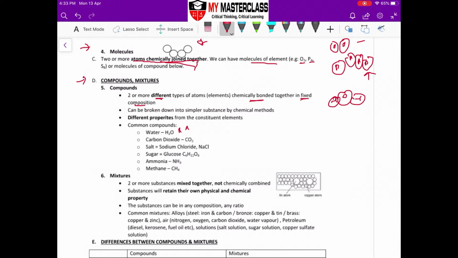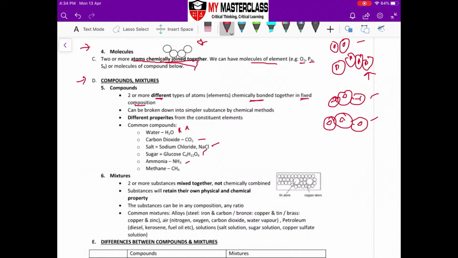Okay, carbon dioxide, CO2, right? Carbon dioxide, so same thing, this is one carbon chemically joined to two oxygen. You have one molecule of water and one molecule of carbon dioxide, of which they are compounds. Okay, other examples of compounds, you have your sodium chloride, NaCl, one atom of sodium plus one atom of chloride to form sodium chloride. Sugar, which is glucose, you have 6 carbon atoms chemically joined to 12 hydrogen atoms chemically joined to 6 oxygen atoms.